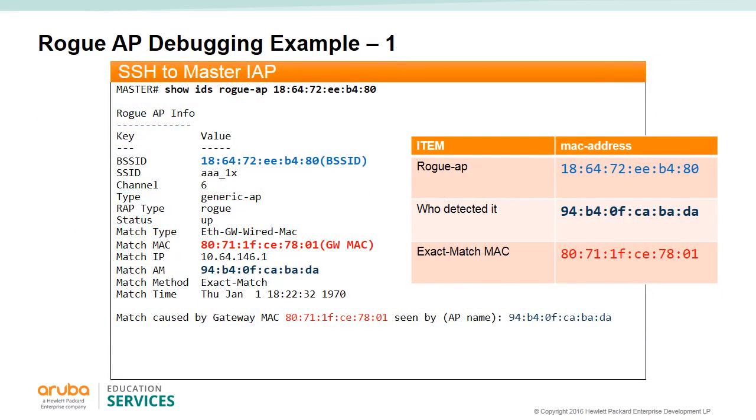You can issue commands from the CLI interface. The command show ids rogue-ap followed by the MAC address displays the information about how a rogue AP was classified and why. In this example, the rogue has an ending part of the MAC address as B480. The IAP that discovered the rogue is BADA. The reason for the classification was an exact match on the default gateway 7801.